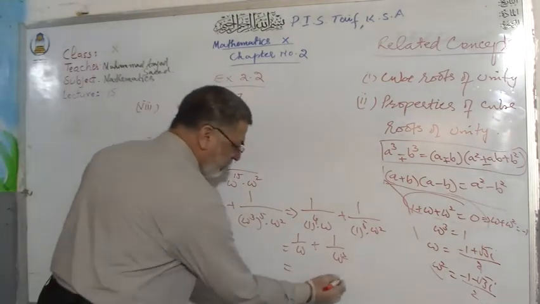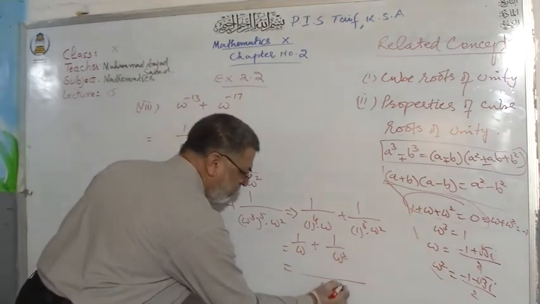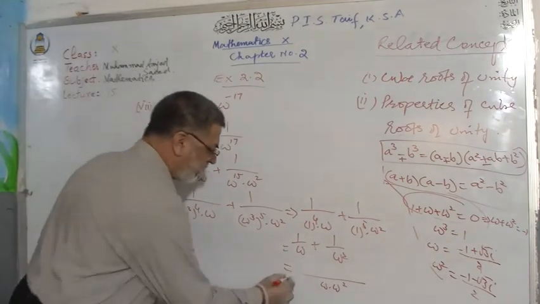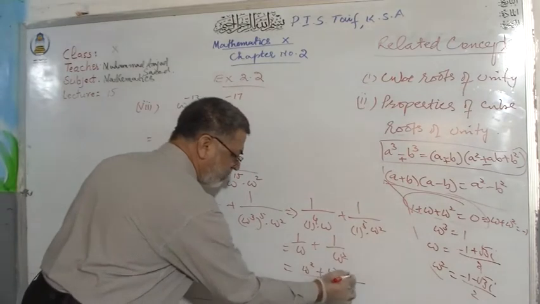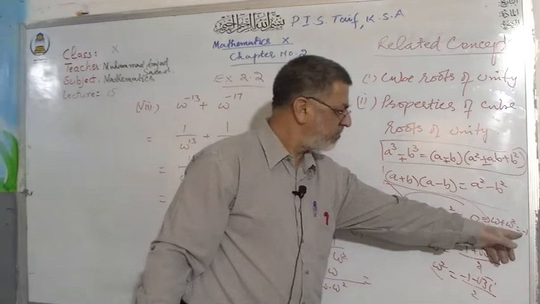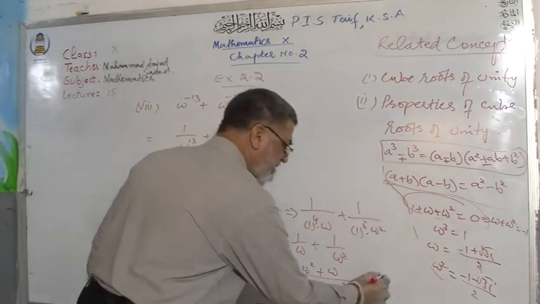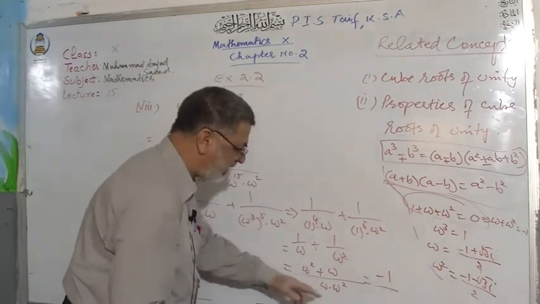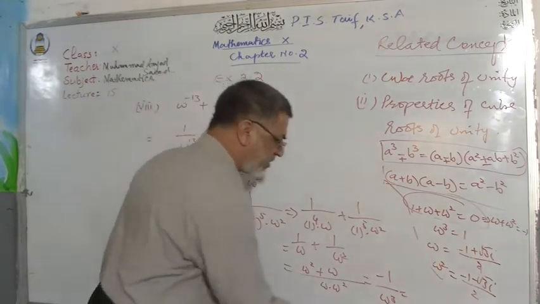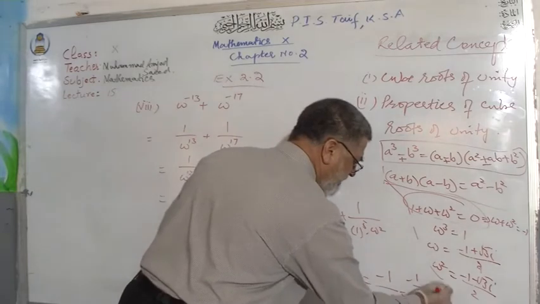Dear students, you can take LCM omega into omega square. Omega cancelled out, we are left with omega square and plus omega. You know, what about omega square plus omega? Omega square plus omega is minus 1. And in the denominator, this is omega cube. So, what about the value of omega cube? That is 1. Minus 1 over 1 is equal to minus 1. That is your answer.